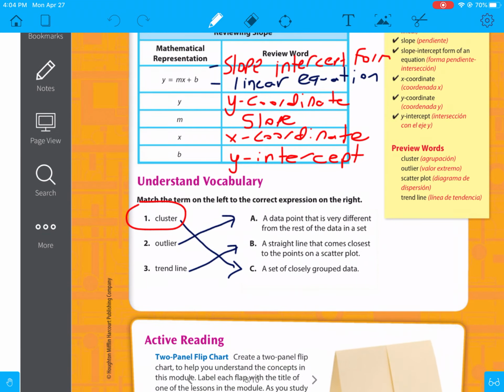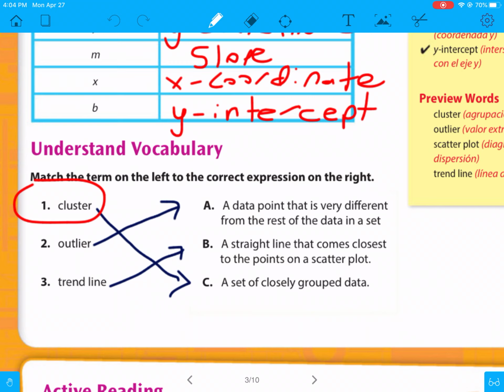All right, so here's some vocabulary that we'll go into in more detail when we get to the lesson. The first one's a cluster, which is a set of closely grouped data. Next one is outlier. Think about outside. It's a data point that's very different from the rest of the data set. It's outside of that data set. And then a trend line would be B. That's a straight line that comes closest to the points on a scatter plot. And we'll talk about trend lines in 14 too.